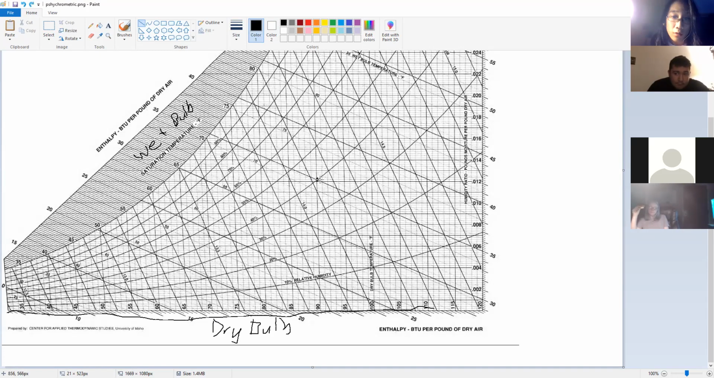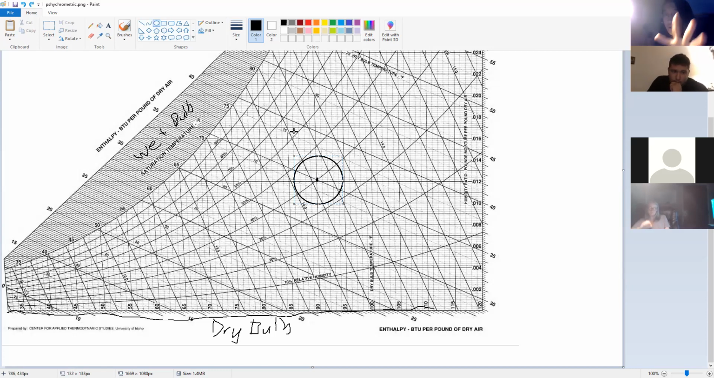Cool. So now there's also dew point. Now what's dew point? It's essentially, you're given this climate. At what temperature in this climate will water start to condense?